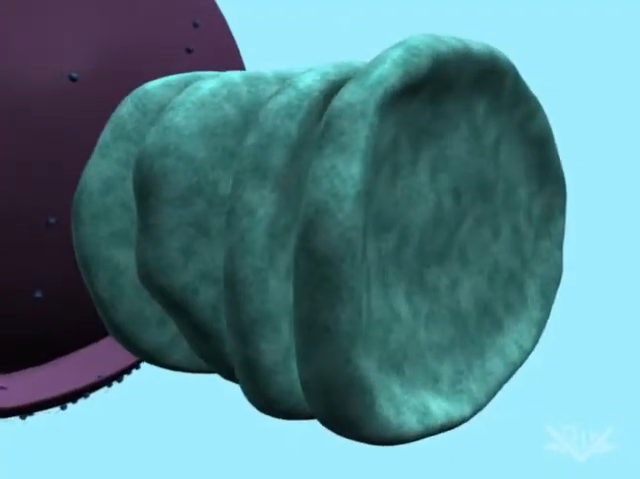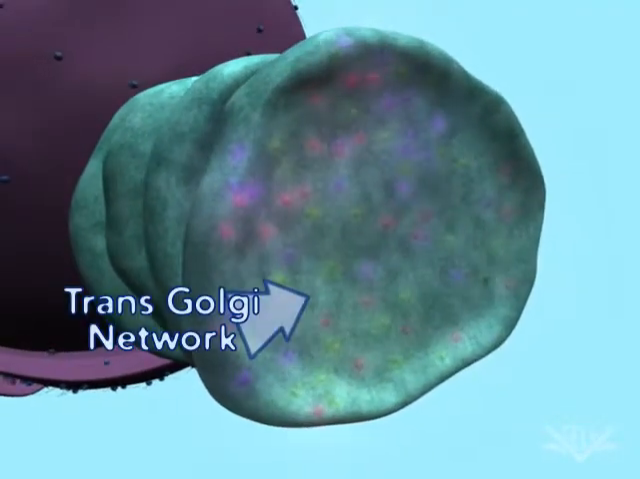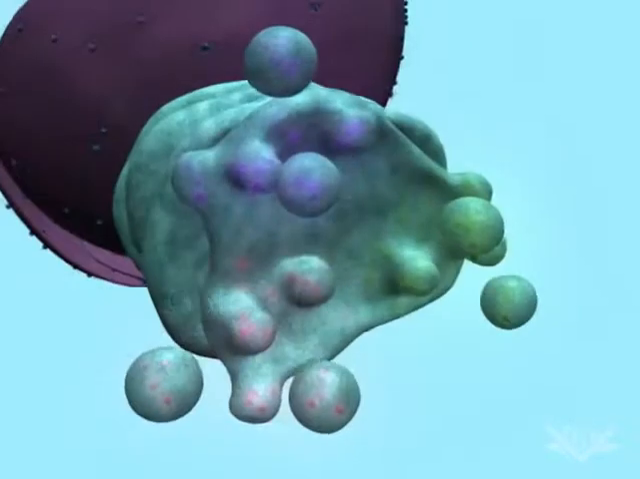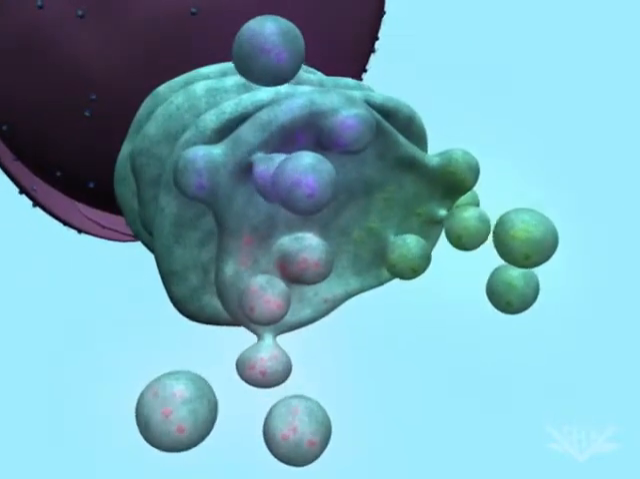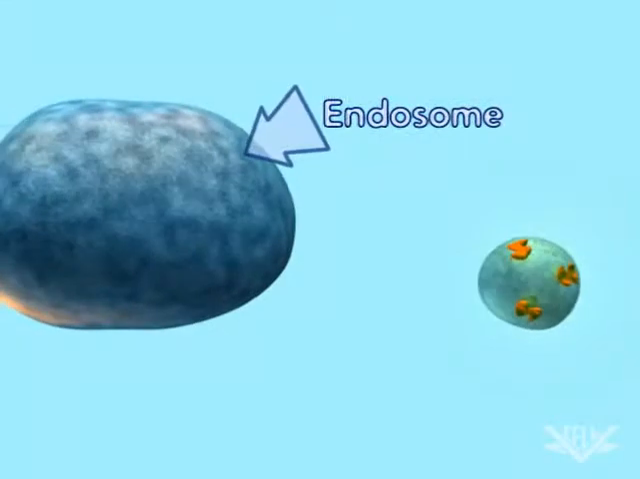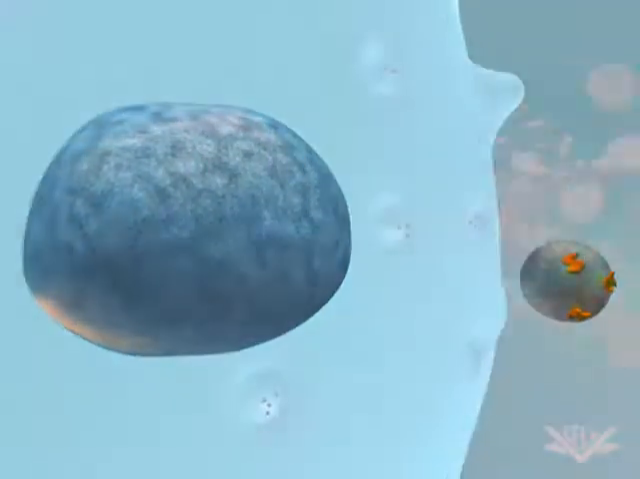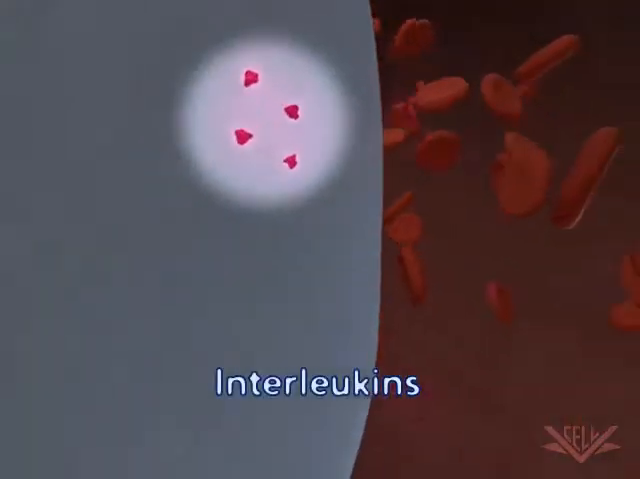Eventually, the cisterna will mature into the trans-Golgi network. From here, vesicles can deliver proteins to cellular locations such as the endosome or the cell membrane, where the proteins can be embedded or exported from the cell.